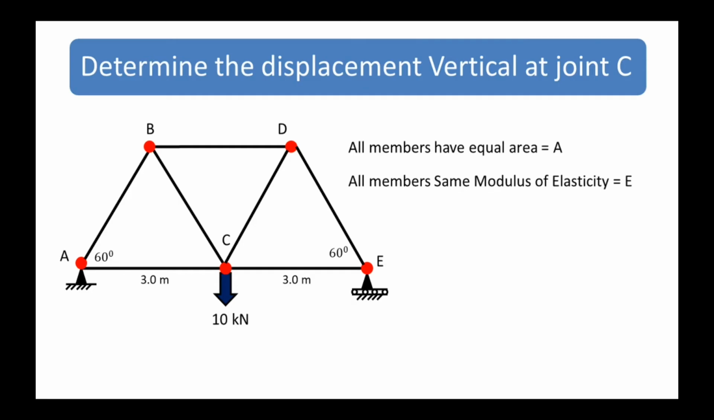Now this is our numerical: determine the vertical displacement at joint C. We want the vertical displacement at joint C. The load is applied at joint C, and the members have equal area and all the members have the same modulus of elasticity.